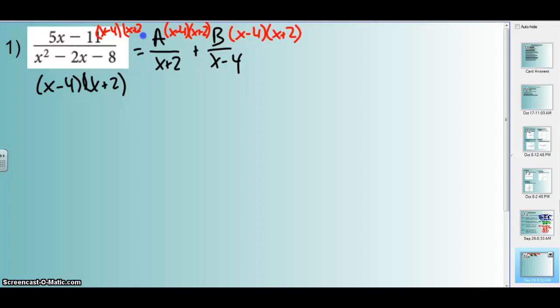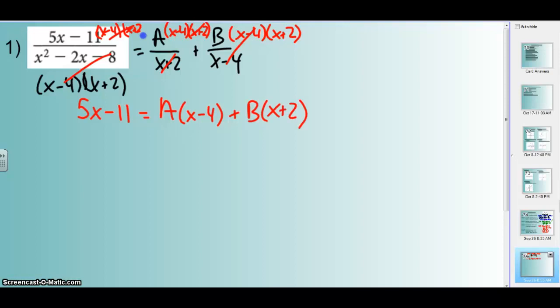Okay. So what's going to happen is everything gets eliminated. So I have 5x minus 11. On the other side, I'm going to have A times (x minus 4). And on the other side, I'm going to have B times (x plus 2). Okay. Does not matter if you find A or B first. I'm going to find A first. That means I need x to be negative 2 because that would eliminate the B value. So I'm going to plug negative 2 in for x.